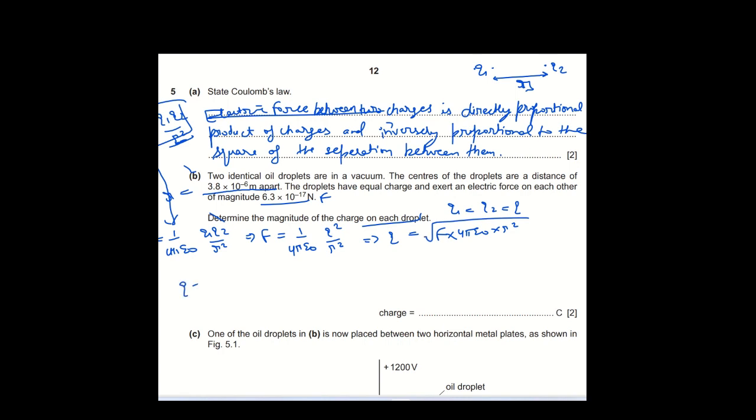So Q will be equal to 6.3 into 10 raised to power minus 17 multiplied by 4 into pi into epsilon naught, here the absolute permittivity, and its value is 8.85 into 10 raised to power minus 12, multiplied by R square, that is 3.8 into 10 raised to power minus 6, and we have to take the under root of this. So charge will come out to be 3.2 into 10 raised to power minus 19 coulomb.